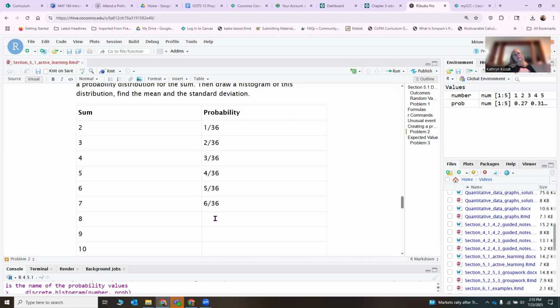So now let's think about 8, though. Does 8 have 7 of them? But you can't get a 1, 7. You can get a 2, 6. So you can get 2, 6, 3, 5, 4, 4, 5, 3, and 6, 2. So there's 5 different ways that happens.